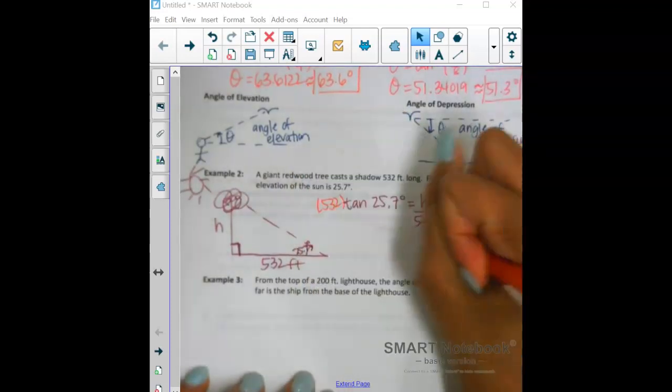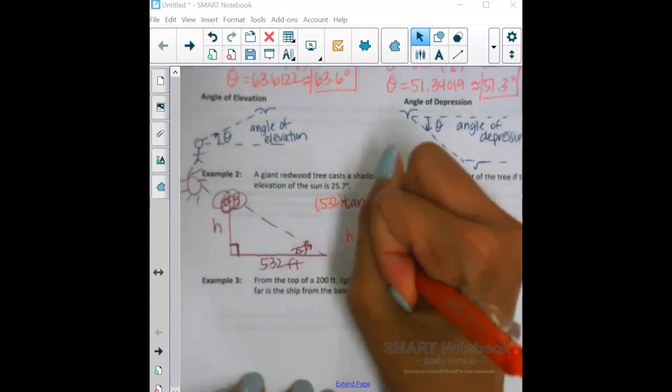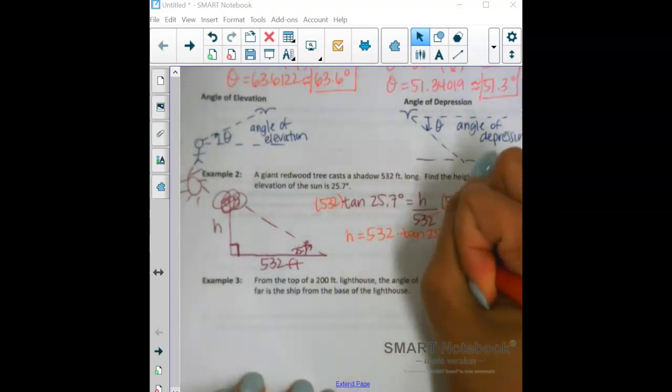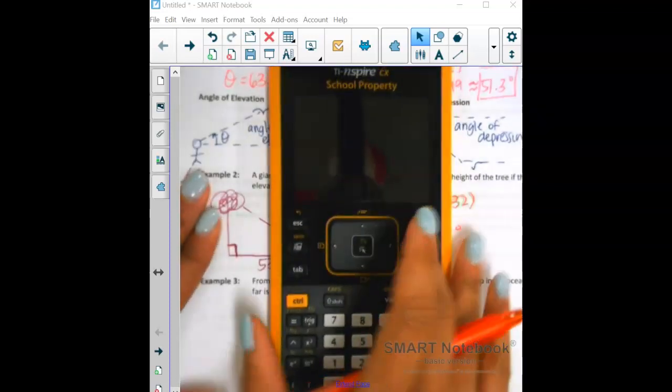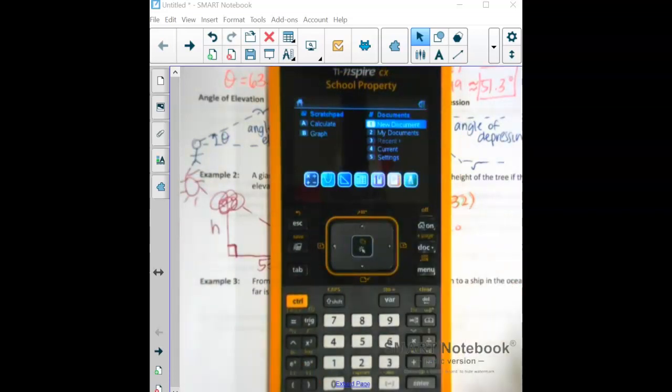532. Since you've already used your scientific calculator, let's use your graphing calculator just to make it easier. H is going to equal 532 times tangent of 25.7 degrees. All right, so in your calculator, I'm going to turn it on. If there's stuff in here already, just go to the home screen.